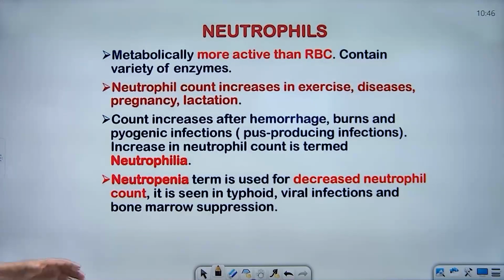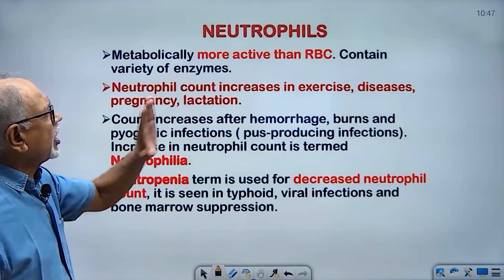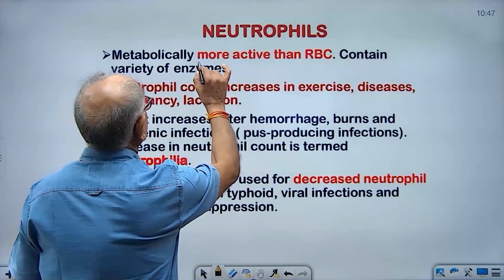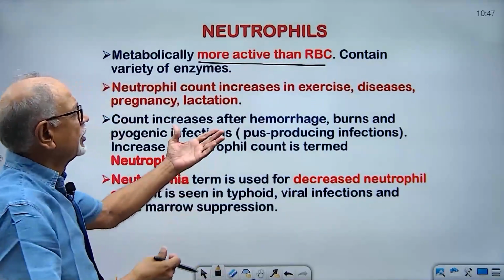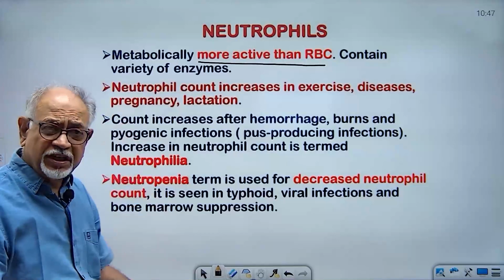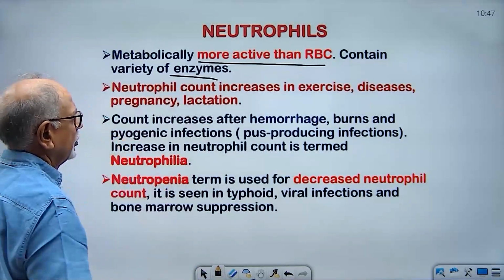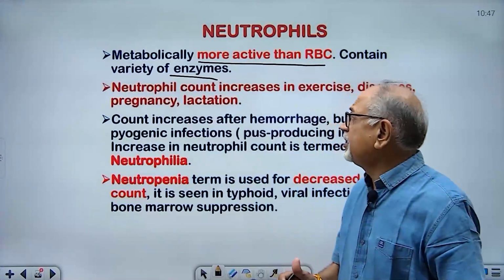Now, here you can see that the neutrophils are the most active cells. They are more active than RBC. They contain a variety of enzymes inside. Their count increases in certain diseases.